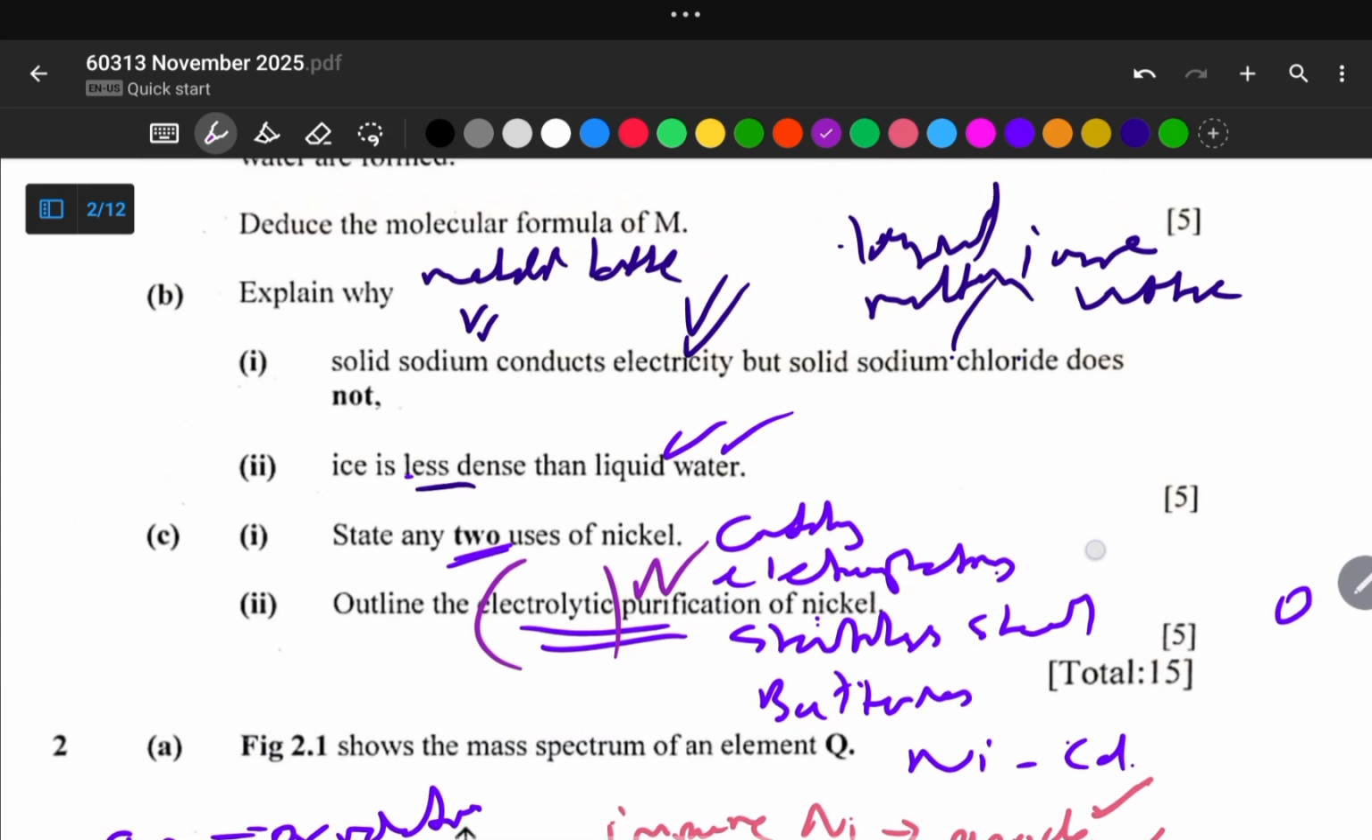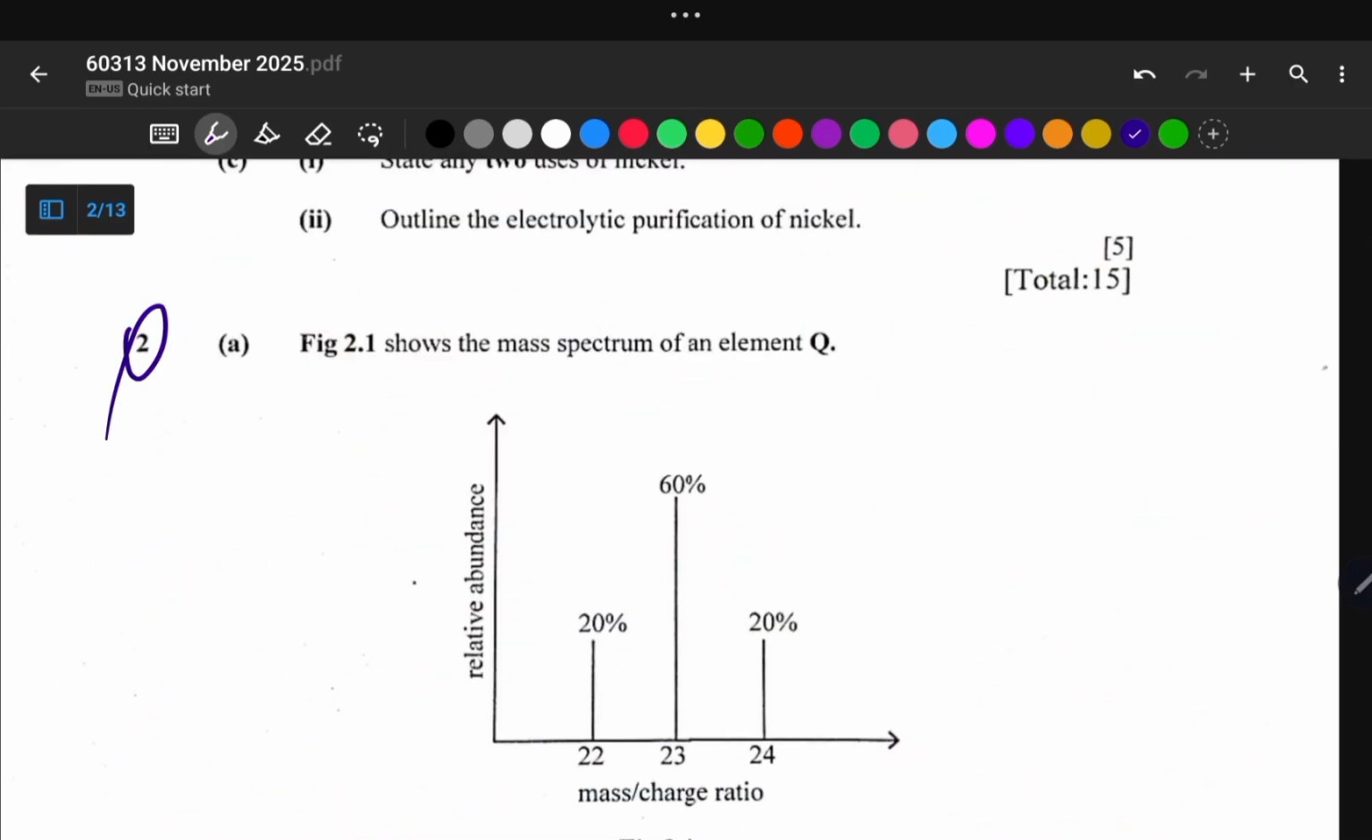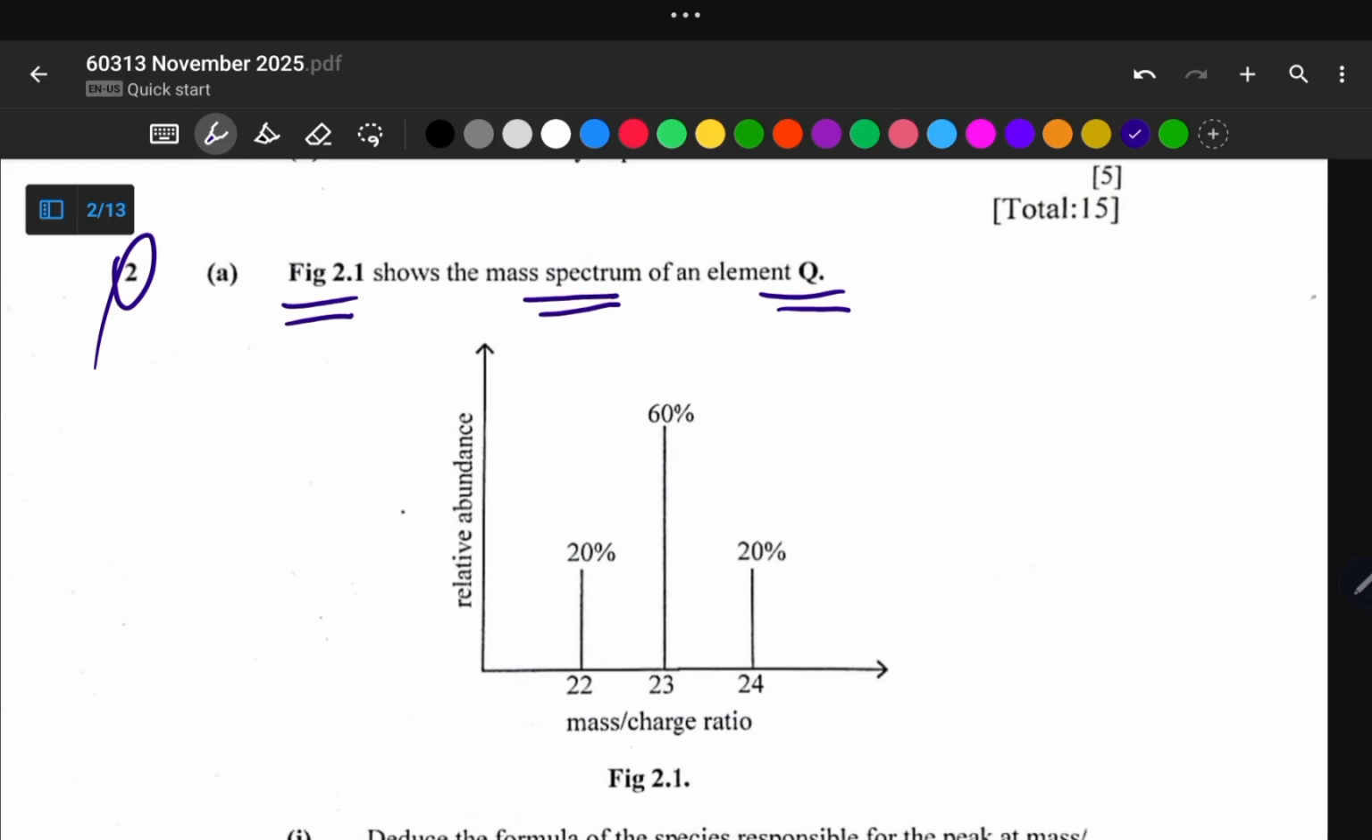And we are done for number 1, and we are now moving on to number 2. Number 2 says we are given a Fig 2.1 showing a mass spectrum of an element Q. This is relative abundance, and we are also going to have mass per charge ratio on our horizontal axis. We are given the relative isotopic mass of 22, 23, 24, and the relative abundance is defined as the percentage occurrence of the isotope in the naturally occurring element. You should be able to define each and every term.